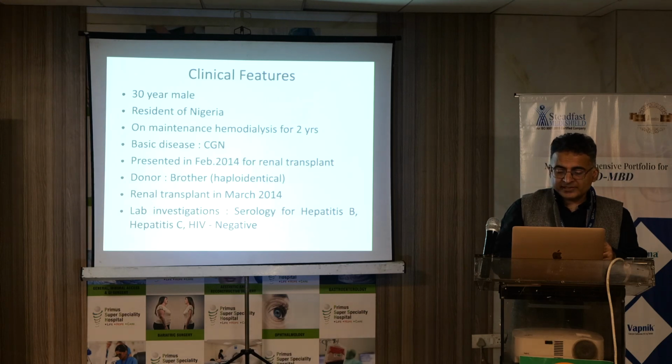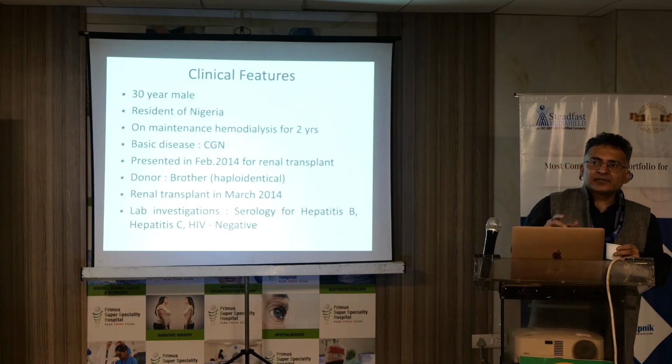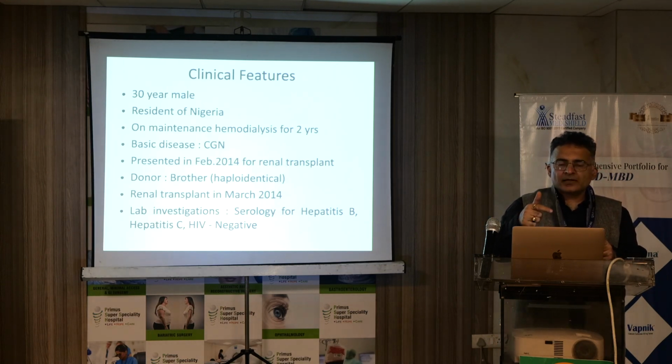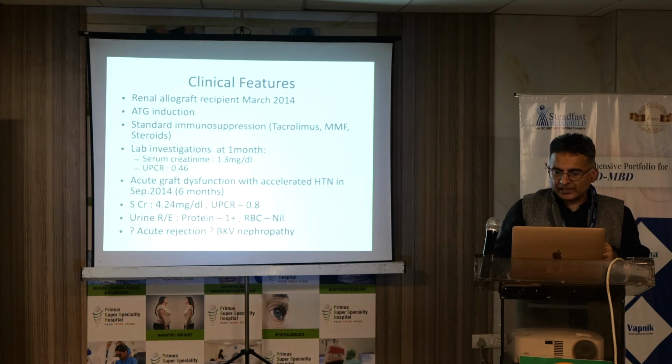So this is also an interesting case in a way that, in this last case, the nephrologist helped me in arriving at the diagnosis because she told me that see there is something more in this. It can't be only that. So this was a 30-year male resident of Nigeria on maintenance hemodialysis for 2 years, basic disease CGN. Presented in 2014 for renal transplant, donor brother, renal transplant March 2014, serology negative. Renal allograft recipient March 2014, ATG induction, standard immunosuppression, lab investigation, serum creatinine 1.3, acute graft dysfunction, accelerated hypertension, POV 6 months, and acute rejection, BK virus nephropathy.